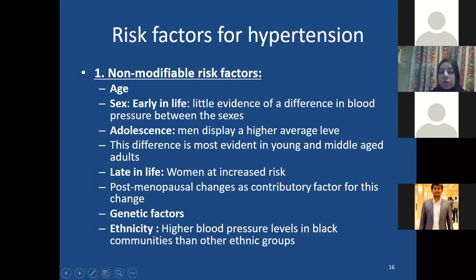Now coming towards the risk factors of hypertension. For prevention, you must know the modifiable and non-modifiable risk factors. You have age. With increasing age, you have higher blood pressures. You have sex, gender. Early in life, there was little evidence of a difference in blood pressure between the sexes.